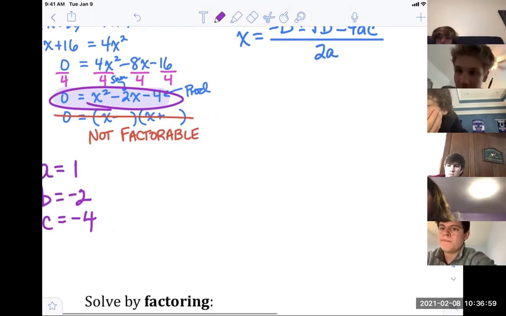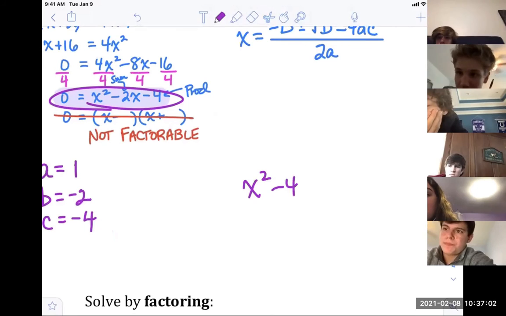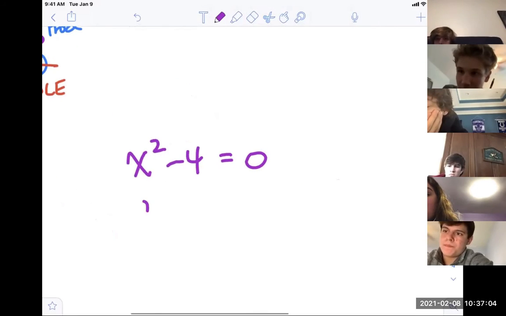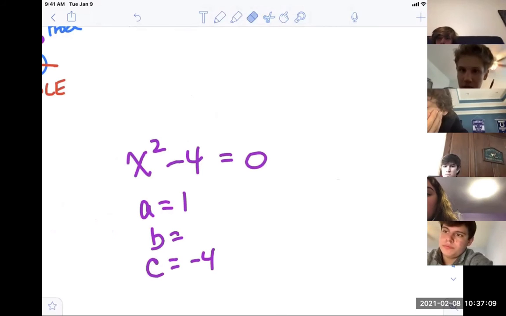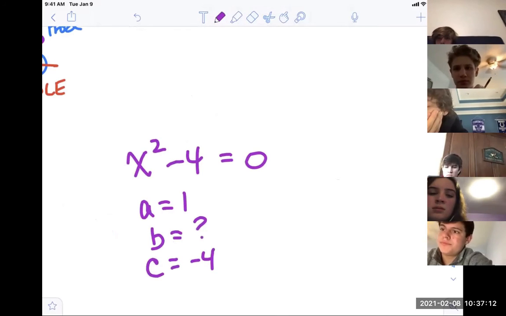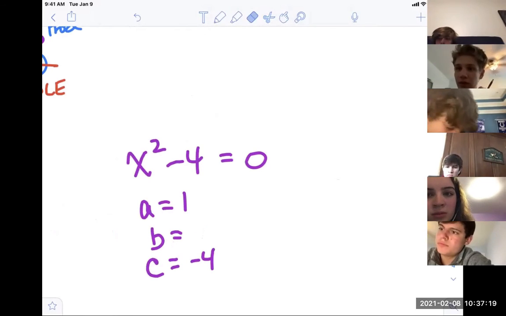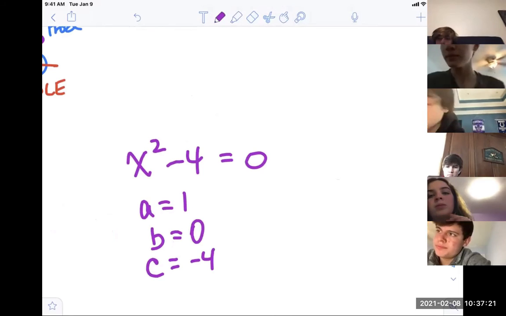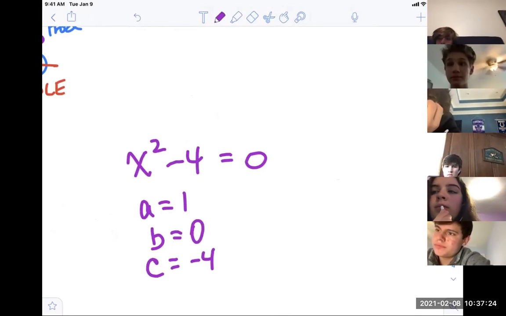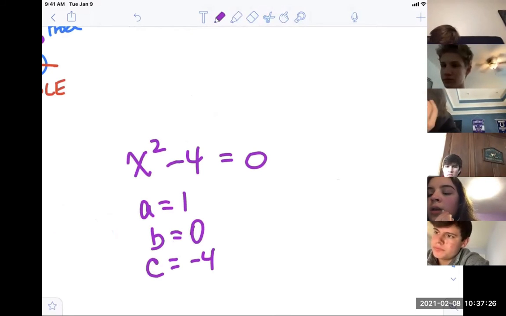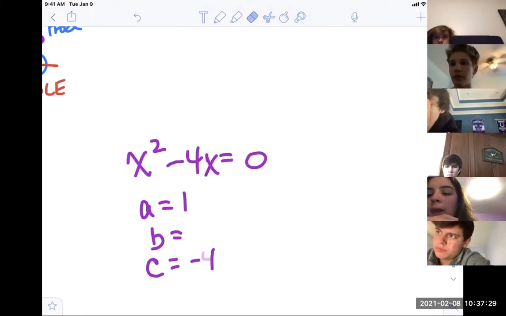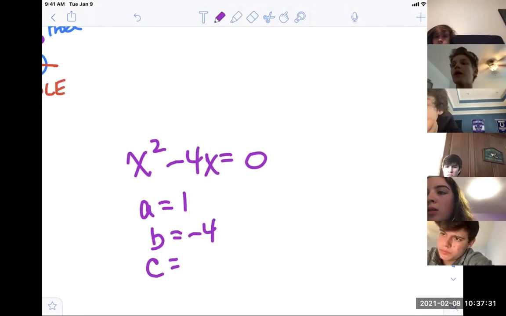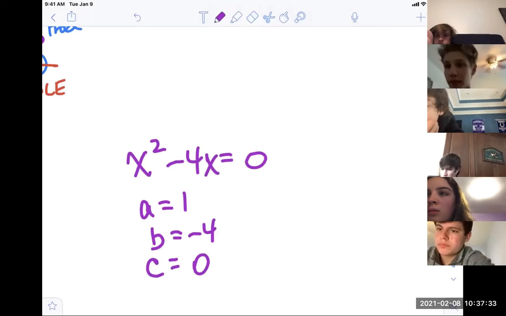If it said like x squared minus 4, what does that mean the B is? So A would be 1. What would B equal? Wouldn't B equal 0? B would be 0. So if there's a term not there, then it's 0. If there's just no coefficient on a variable, then it's a 1. If I put it like that, then B would now be negative 4. And there is no C term, so C would be 0.